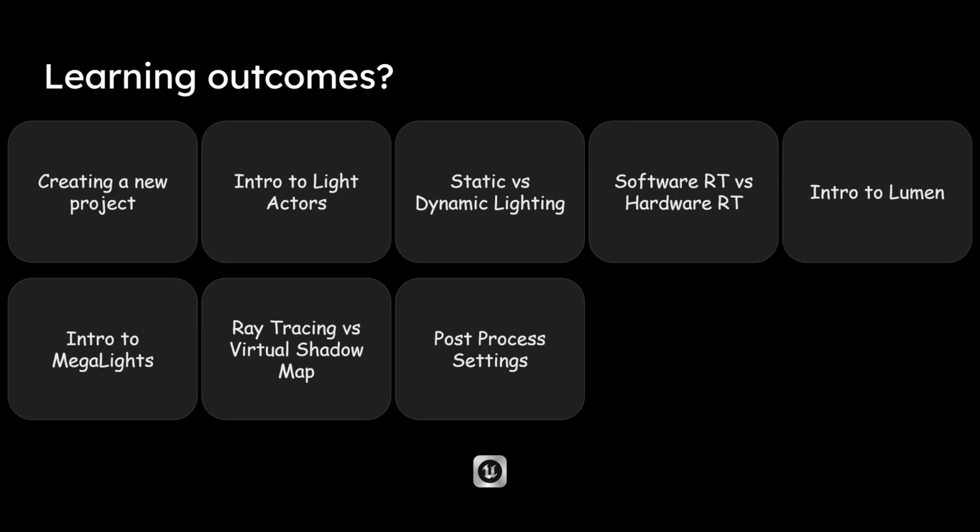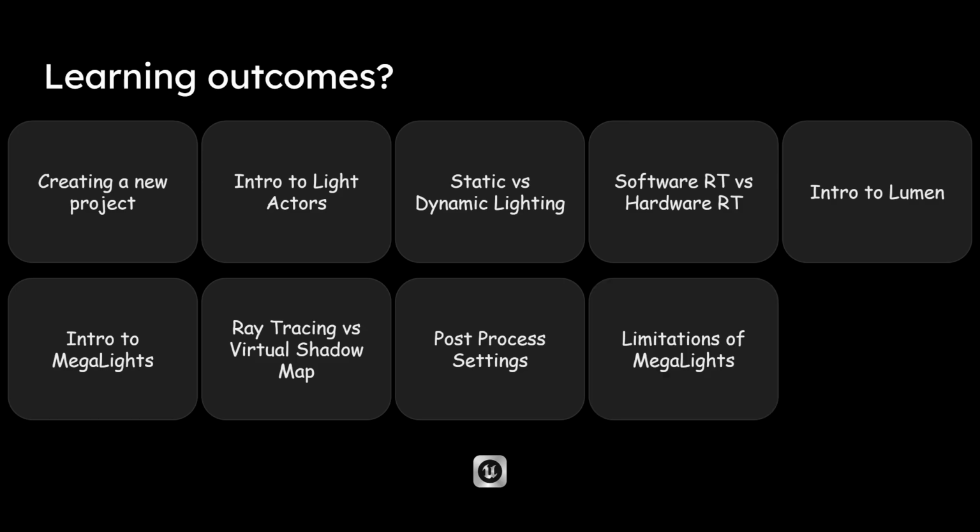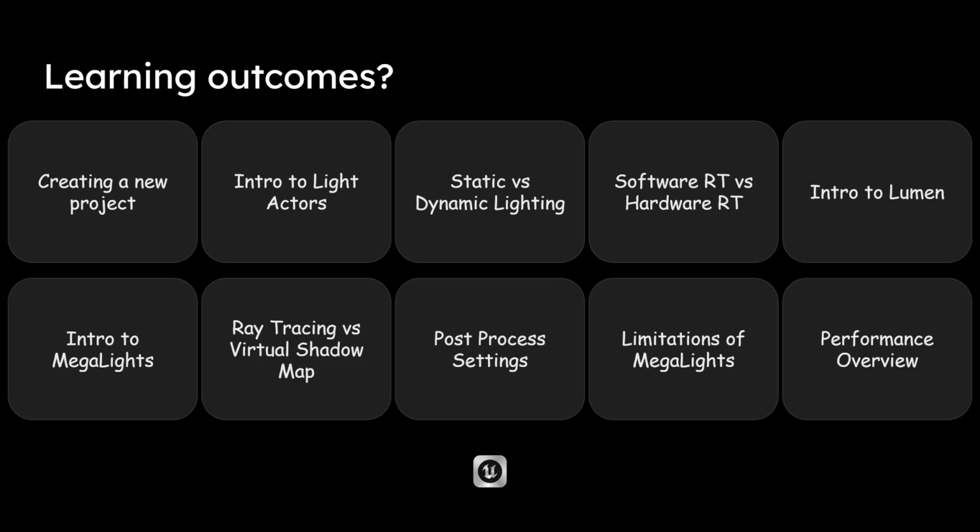Also, you will know how to utilize post-process volumes to get high quality results out of Lumen, MegaLights, and other options to control your environment if you are using multiple volumes inside your scene, to make sure you maintain quality and consistency over different areas. And at the end of the video, we will know what the limitations of MegaLights are, as it's still an experimental feature inside Unreal Engine. Also, you will know how to quickly run a performance overview after applying MegaLights to your existing lighting actors.